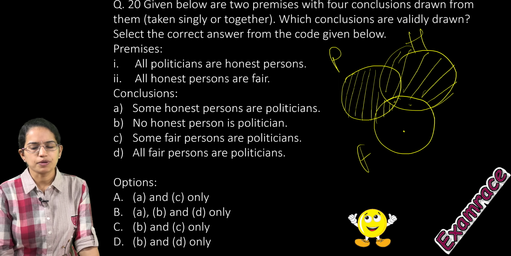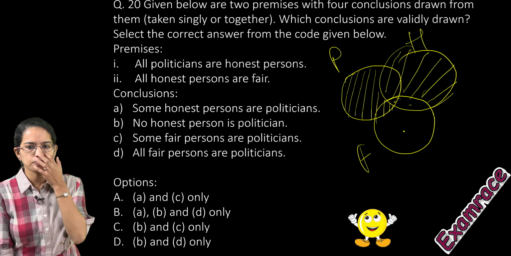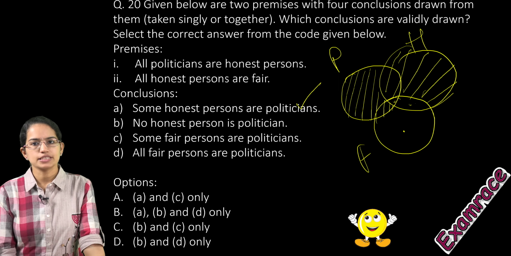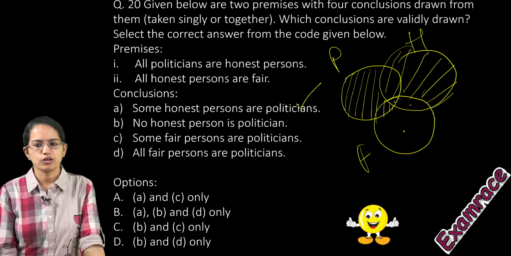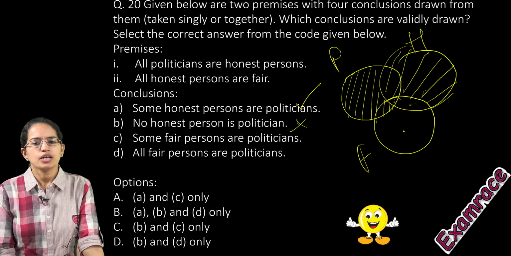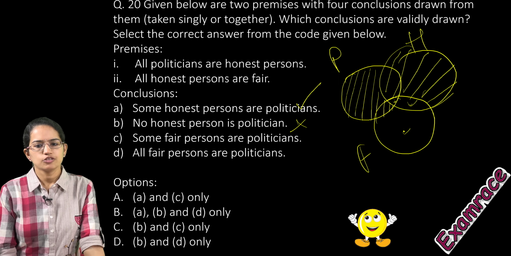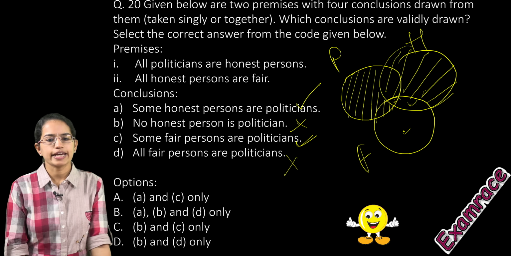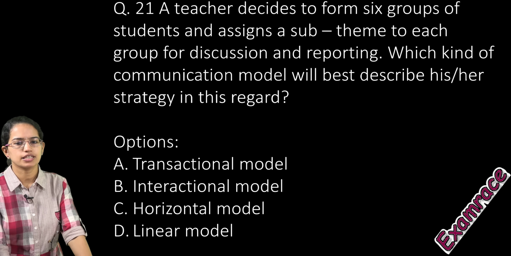Now some honest people are politicians, that's true, because honest people can be here or here, so this becomes true. No honest person is a politician, that's incorrect, because an honest person can be a politician, or cannot be a politician, we cannot comment. Some fair people are politicians, so fair people can be here, here or here, so this again becomes correct. All fair people are politicians, that I cannot say because it can be anywhere, so this is again incorrect. So A and C would be the correct choices here.